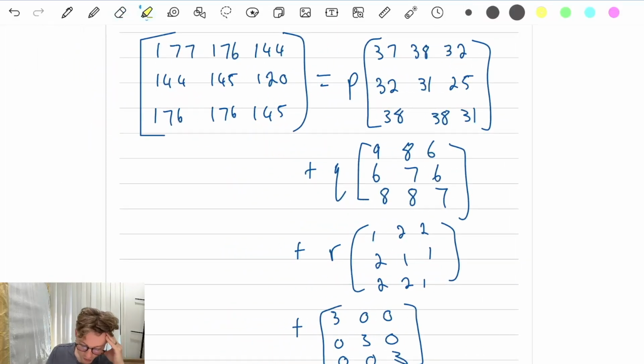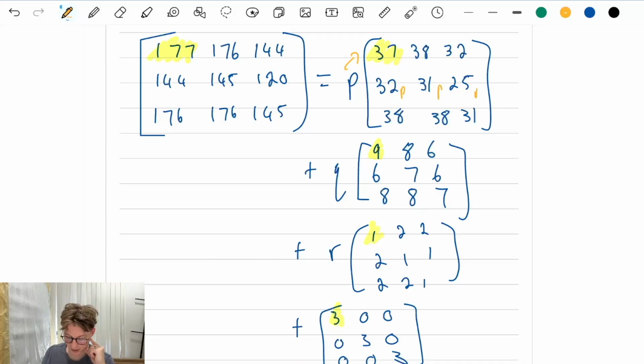So I know that 177 is going to be equal to, essentially, the top corner of every single one of these added together. Okay? I do need to bear in mind I need to multiply P into this matrix. Technically it's 37P, 38P, 33P, 32P, 31P, 25P. Like, I can put P next to all these letters. I can put Q next to all these letters. I'm not going to do that because it's very messy.